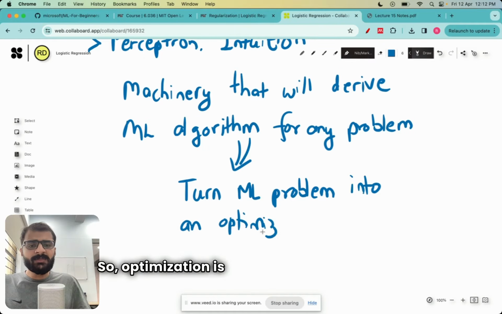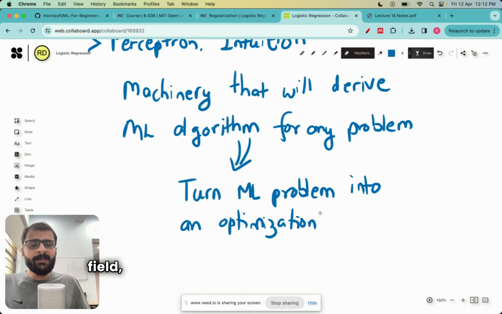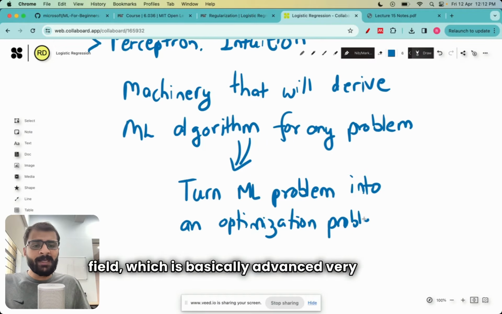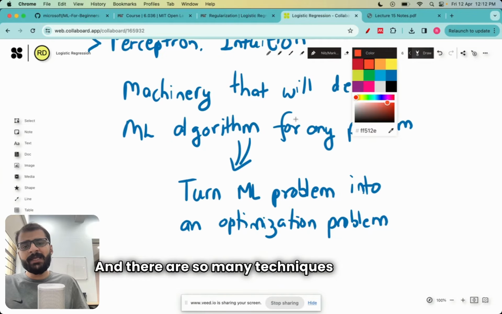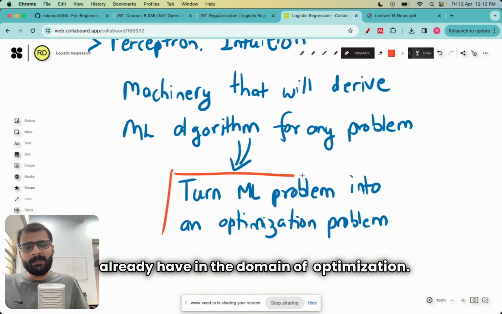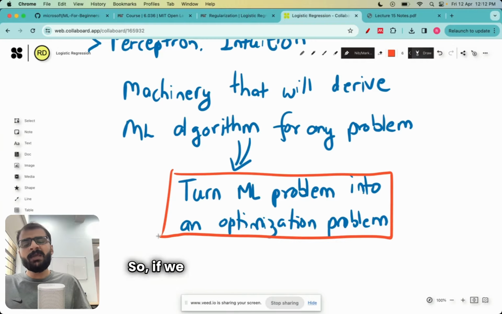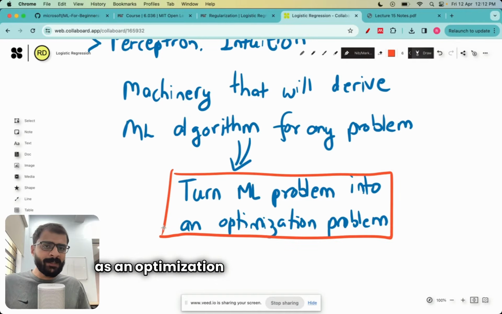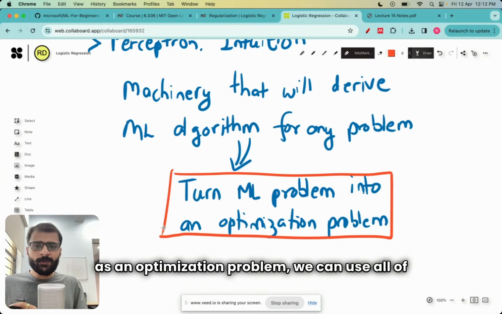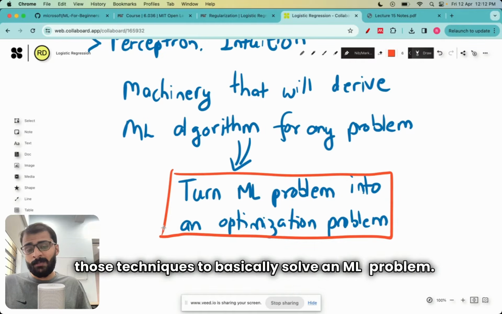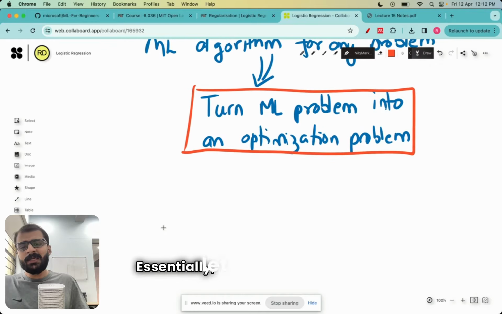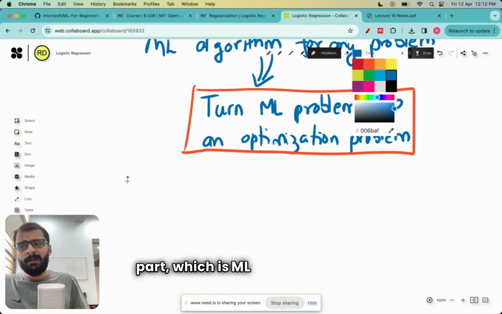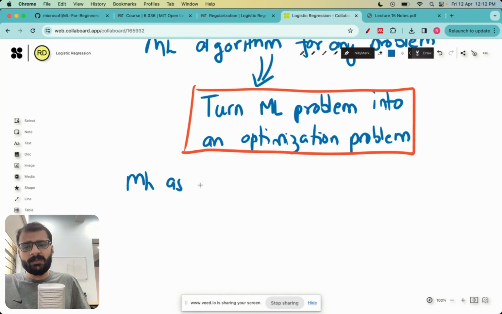So optimization is a mathematical field which has advanced very rapidly, and there are so many techniques which we already have in the domain of optimization. So if we can think of an ML problem as an optimization problem, we can use all of those techniques to basically solve an ML problem. What is meant by optimization problem? Essentially, let us look at the next part, which is ML as optimization.